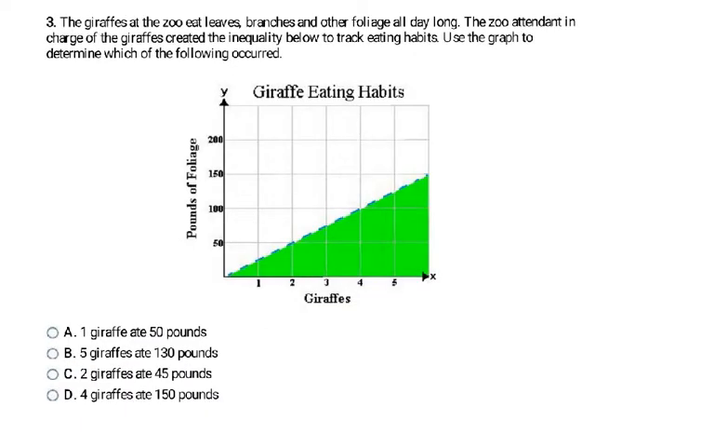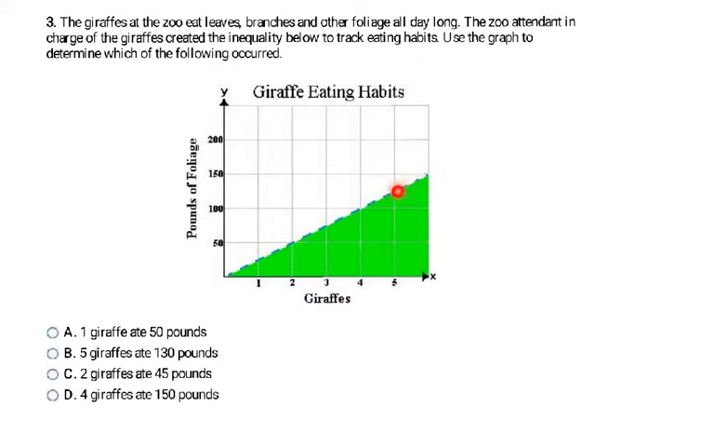Okay, this example is similar. It says the giraffes at the zoo eat leaves, branches, and other foliage all day long. The zoo attendant in charge of the giraffes created the inequality below to track eating habits. Use the graph to determine which of the following occurred. So we have giraffes on the X, pounds of foliage on the Y, and we have these different combinations, and they want to see which one is actually an answer, which one actually occurred.